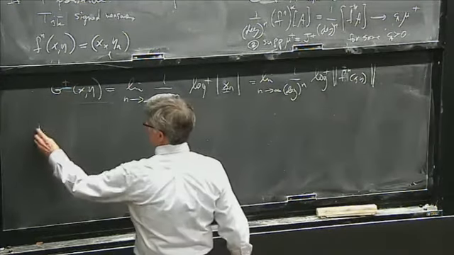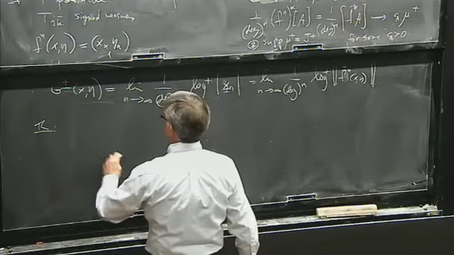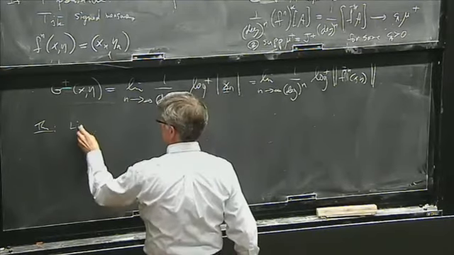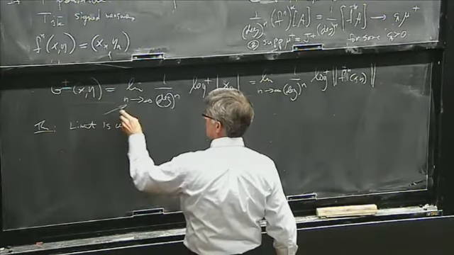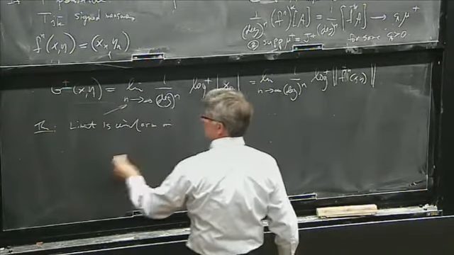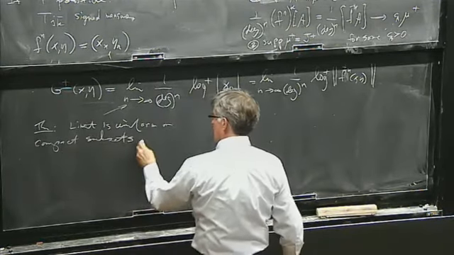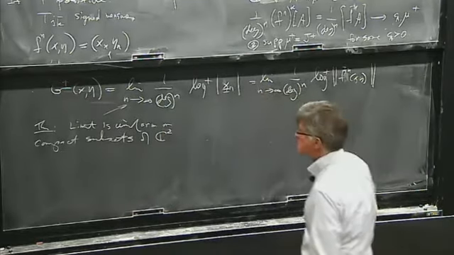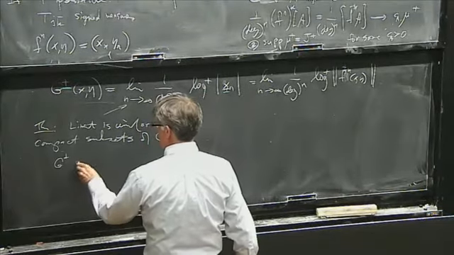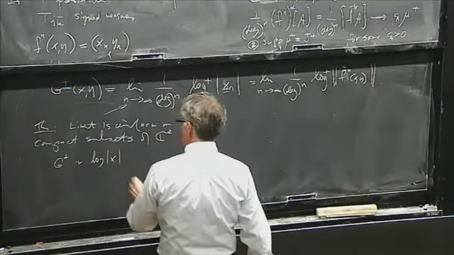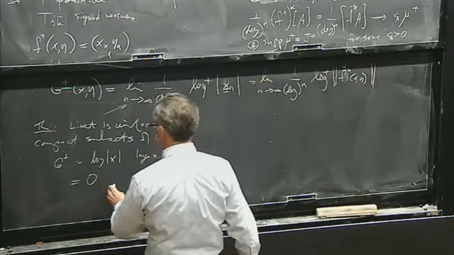So the theorem is that this limit is uniform on compact subsets of C2. And let me just write: G plus looks like log mod x for large x. It looks like 0 on K plus.